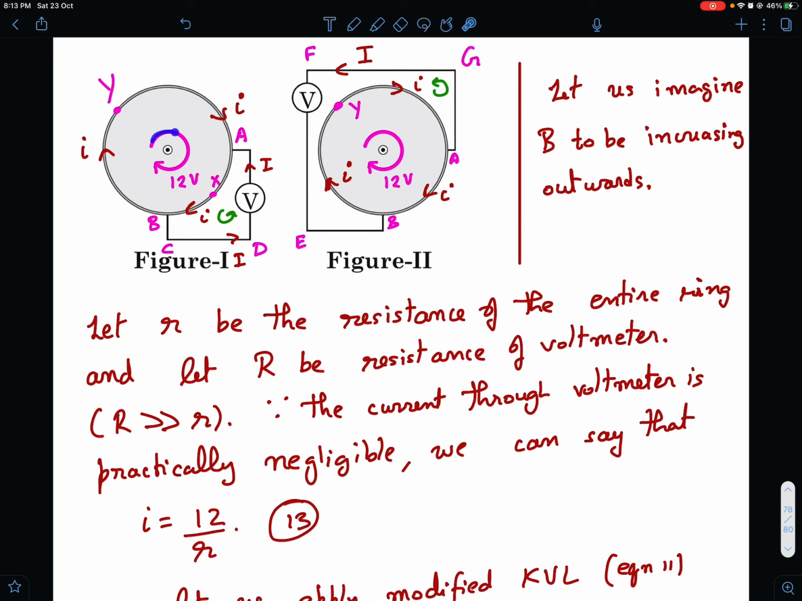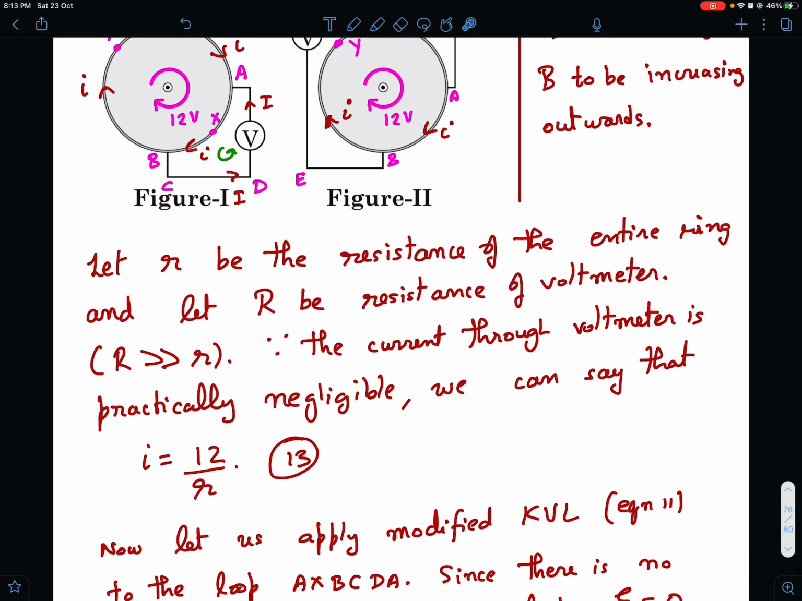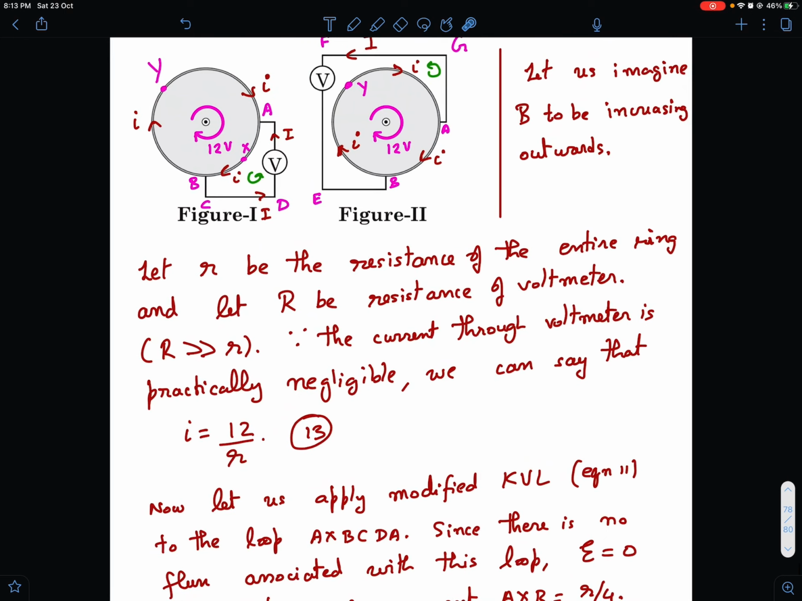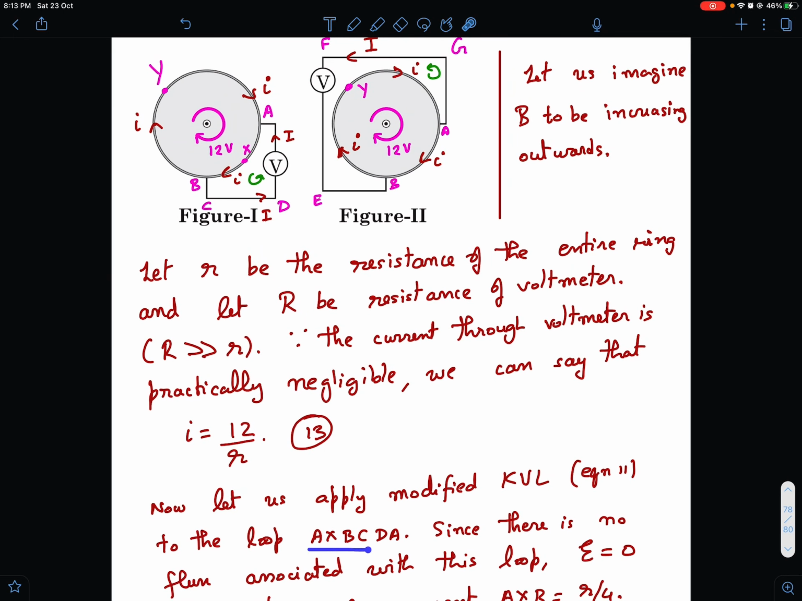Now what is this I? The total voltage is 12 volts and the total resistance is small r, so this small I is simply 12 upon r. Now let us apply modified KVL to the loop AXBCDA. This is the loop.